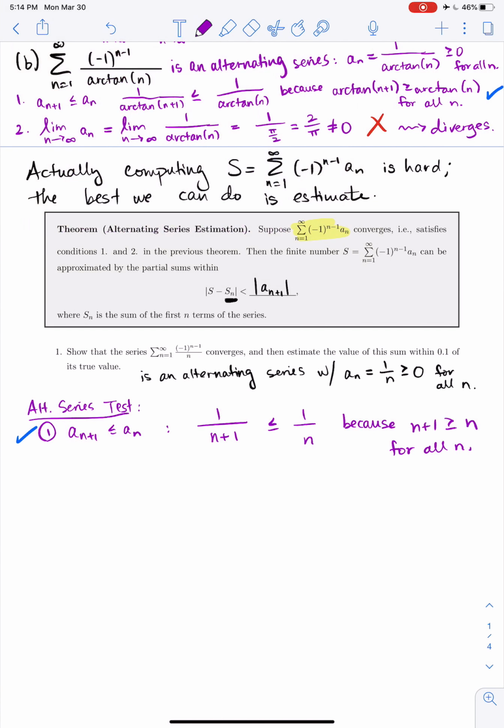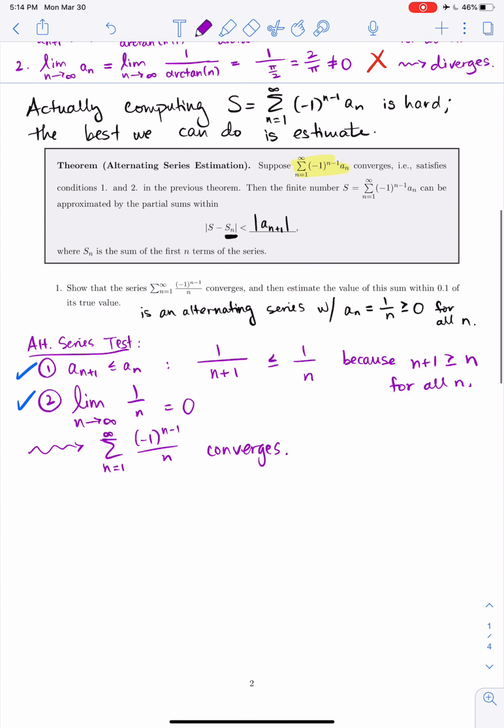Now let's check the second condition that we need to verify. Is the limit as n goes to infinity of our base sequence 0? Yep. Great. So both conditions are satisfied. That means the alternating series test tells us that the series of -1 to the n minus 1 all over n converges. All right. Now that we know it converges, we know it converges to some value s. Okay, that's what we keep calling s, the convergent value.